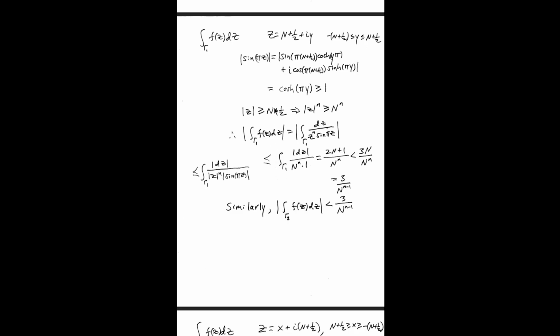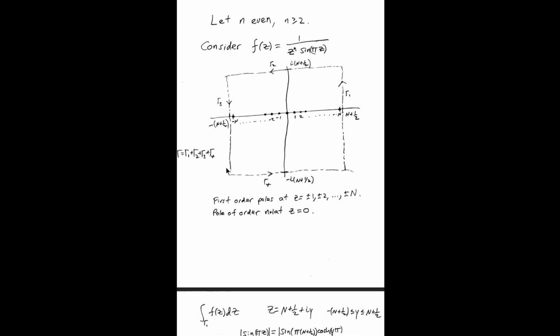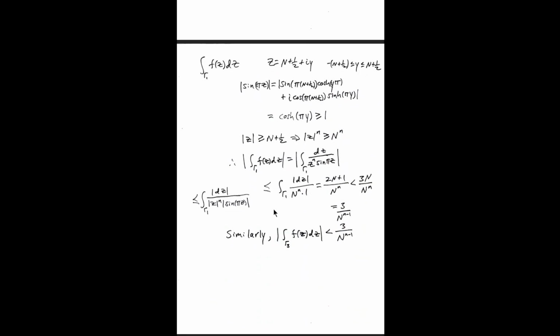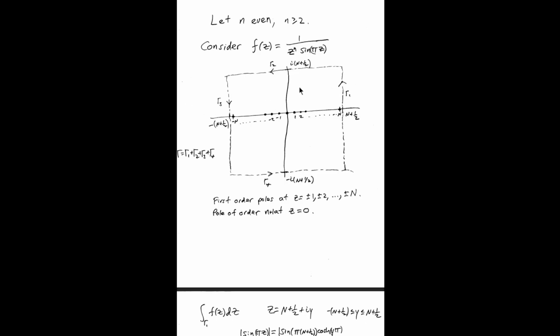Similarly, on gamma 3, which is the left-hand path going down, you'll find that the absolute value of the integral over gamma 3 is also less than 3 over n to the n minus 1. Very good. Now let's look at the path gamma 2, which is the upper path going to the left.